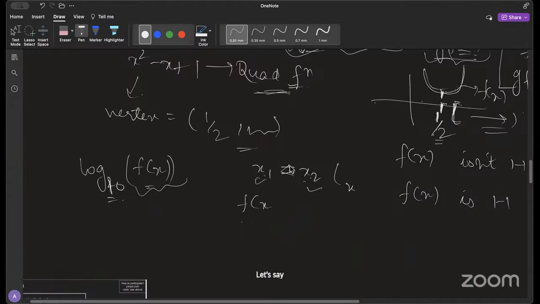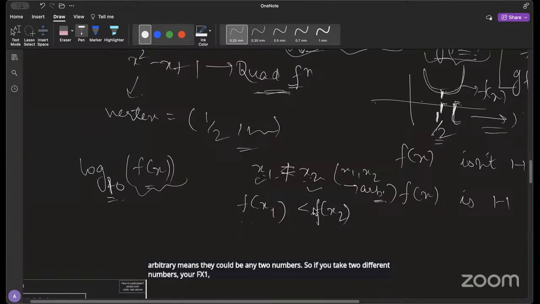Let's say you have 2 different points, x1 not equal to x2. And we know that f(x1) is not 1-1, right? That means f(x1) is not equal to f(x2), where x1 and x2 are arbitrary numbers. Arbitrary means they could be any two numbers. So if you take two different numbers, your f(x1) and f(x2) are not equal.